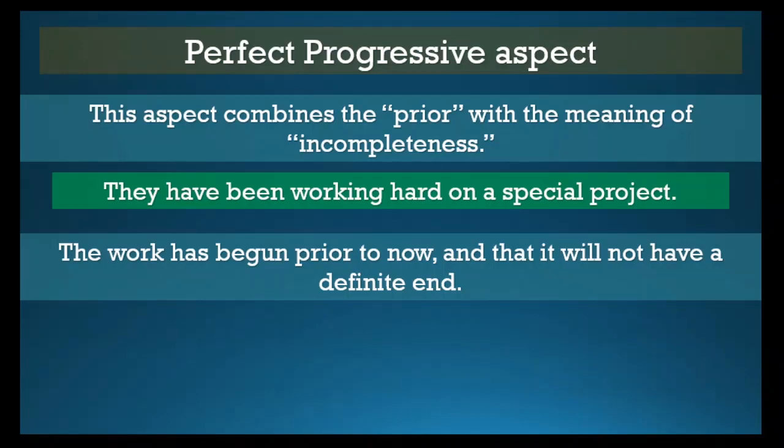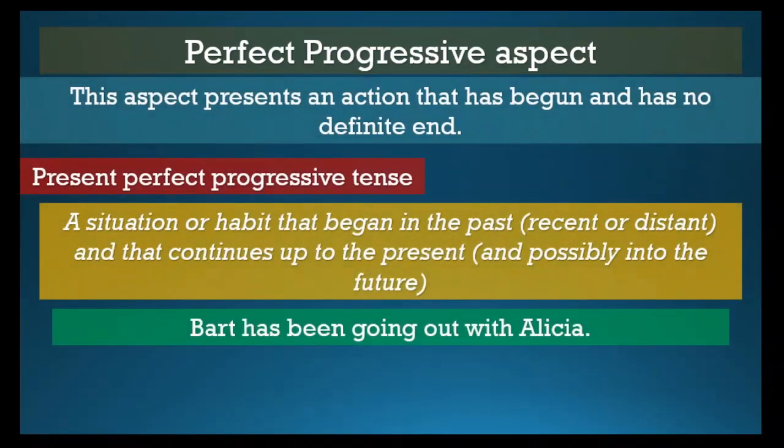To get a good view of the perfect progressive aspect, let's begin with the meaning and use of the present perfect progressive tense aspect. Here we see that it is used when a situation or habit begins in the past, recent or distant, and continues up to the present and possibly into the future. Here is one example: Bart has been going out with Alicia. Bart, as the subject, has begun going out with Alicia at a prior time before now, at the time of speaking. But with the progressive aspect, this renders the going out as a continuing action for both Bart and Alicia.